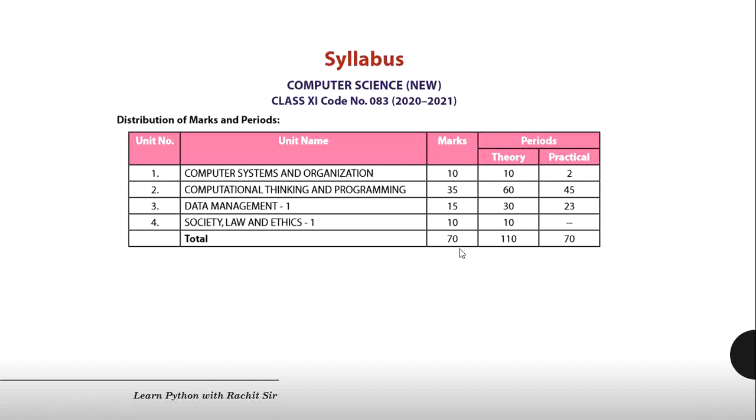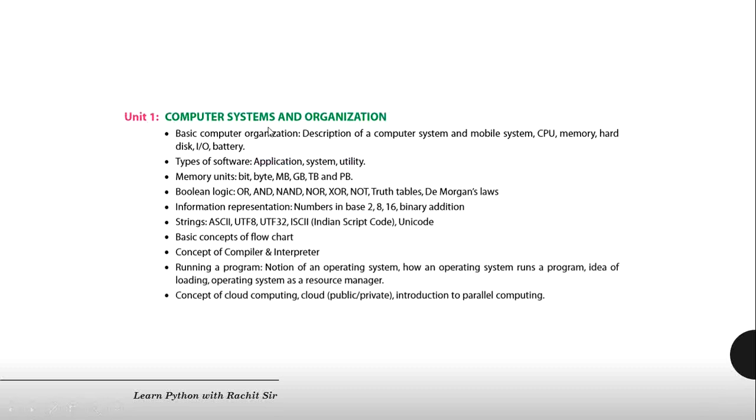Now come to the first unit. First unit, computer system and organization, in which these are the chapters. First chapter is basic computer organization, in which you will study about description of computer system and mobile system, CPU, memory, hard disk, input output and battery. Second chapter will be types of software, in which you will study about application software, system software and utility software. In third chapter you will study memory units, in which bit, byte, megabyte, gigabyte, terabyte and petabyte you will study.